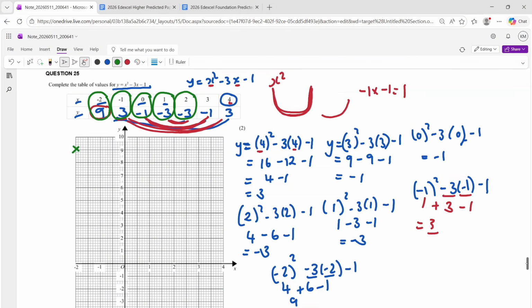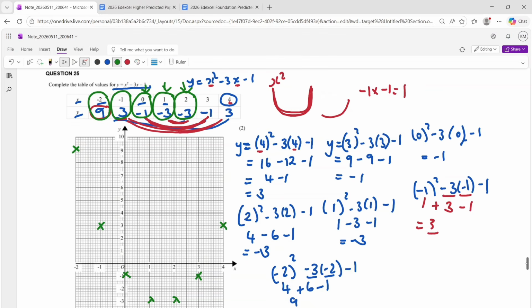Negative 1, 3 is here. Then I've got this one, which is 0, negative 1. Then I've got this one, which is 1, negative 3. And then I've got this one, which is 2, negative 3. And then I've got 3, negative 1. And I've got 4, 3. So that's me plotting all my points.